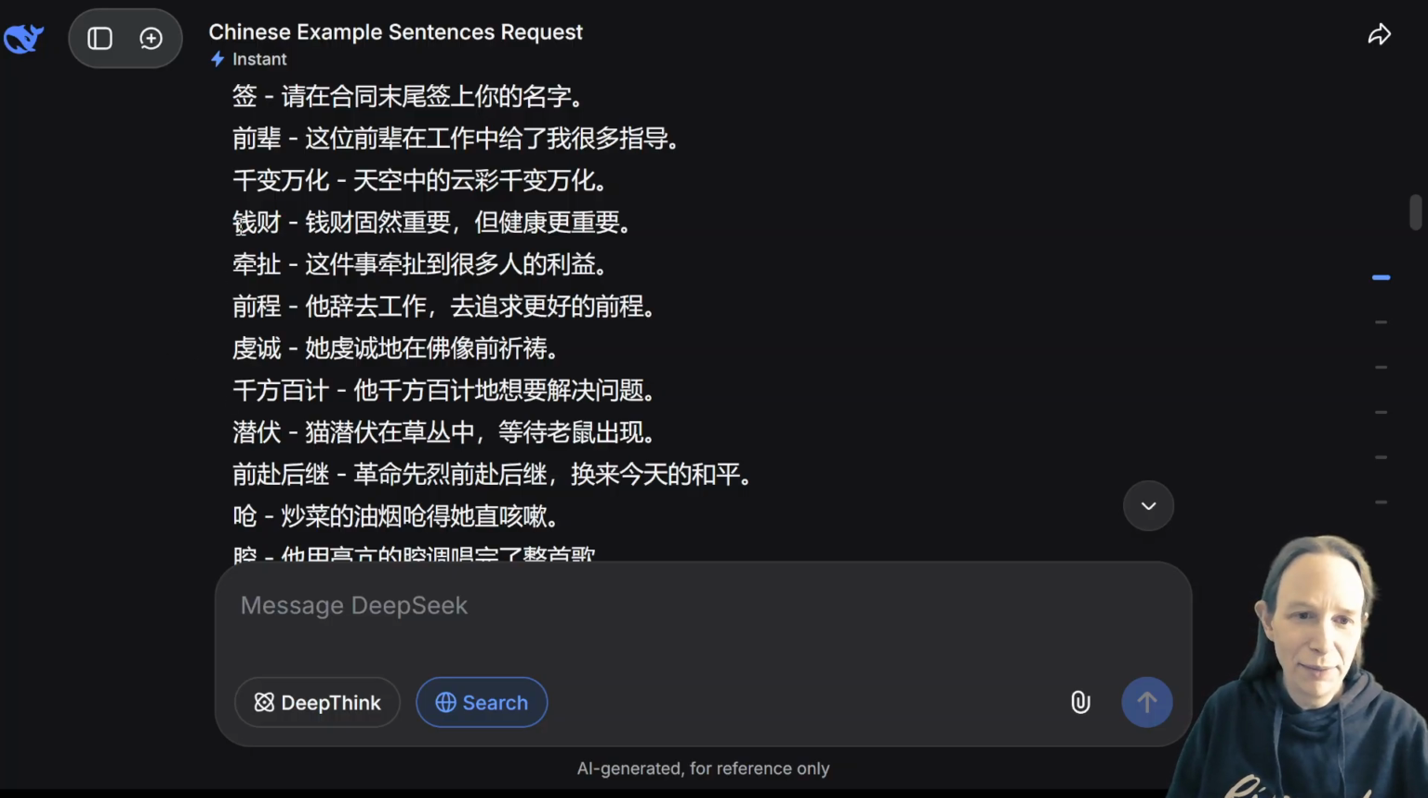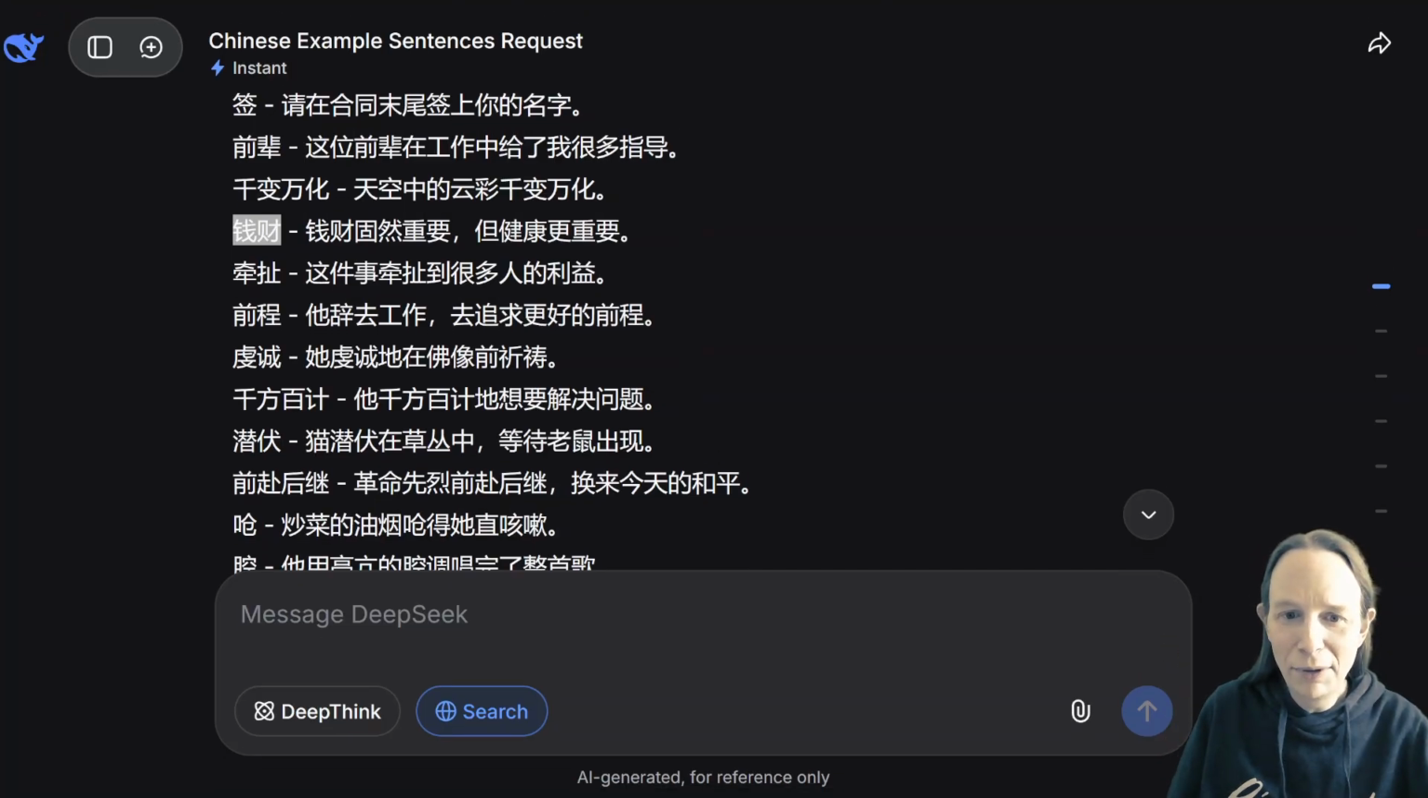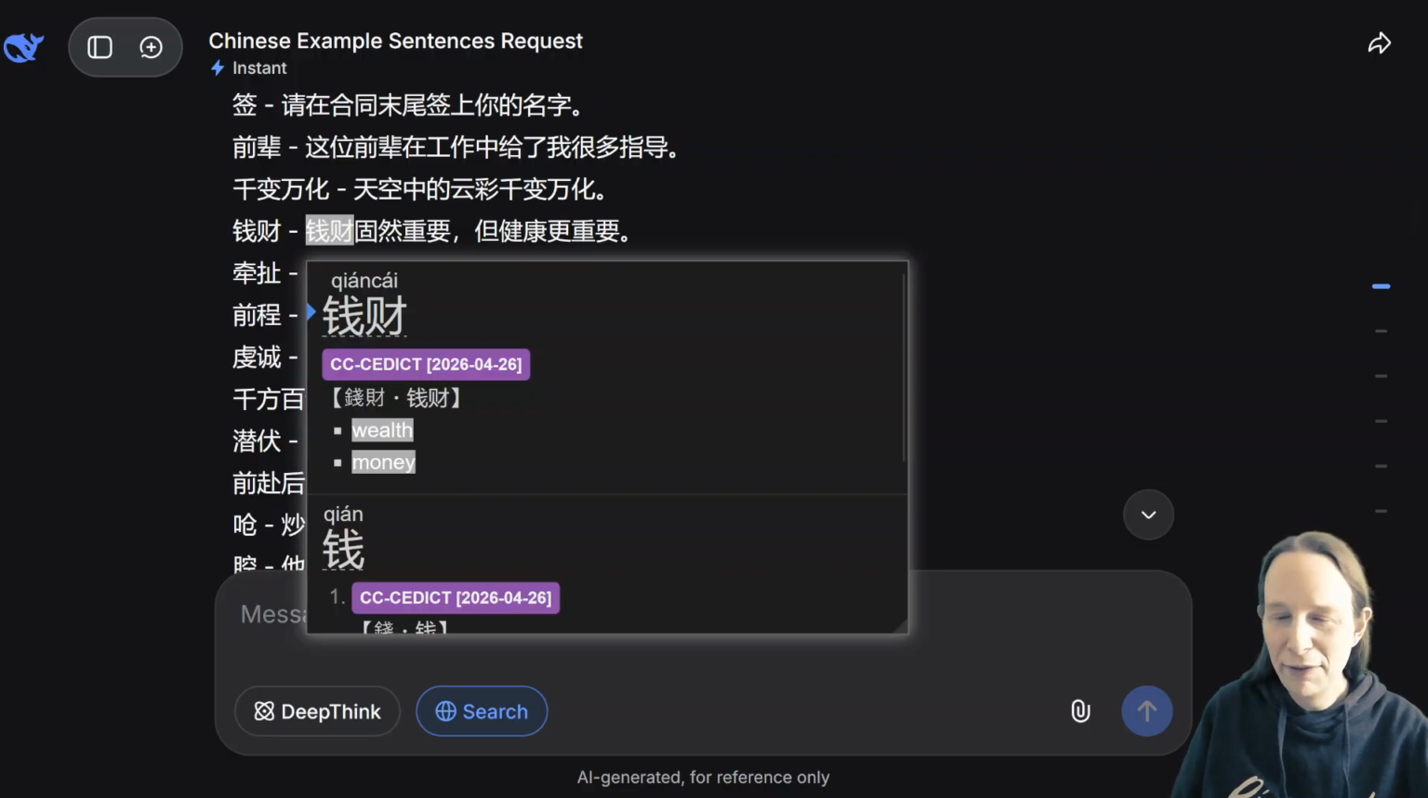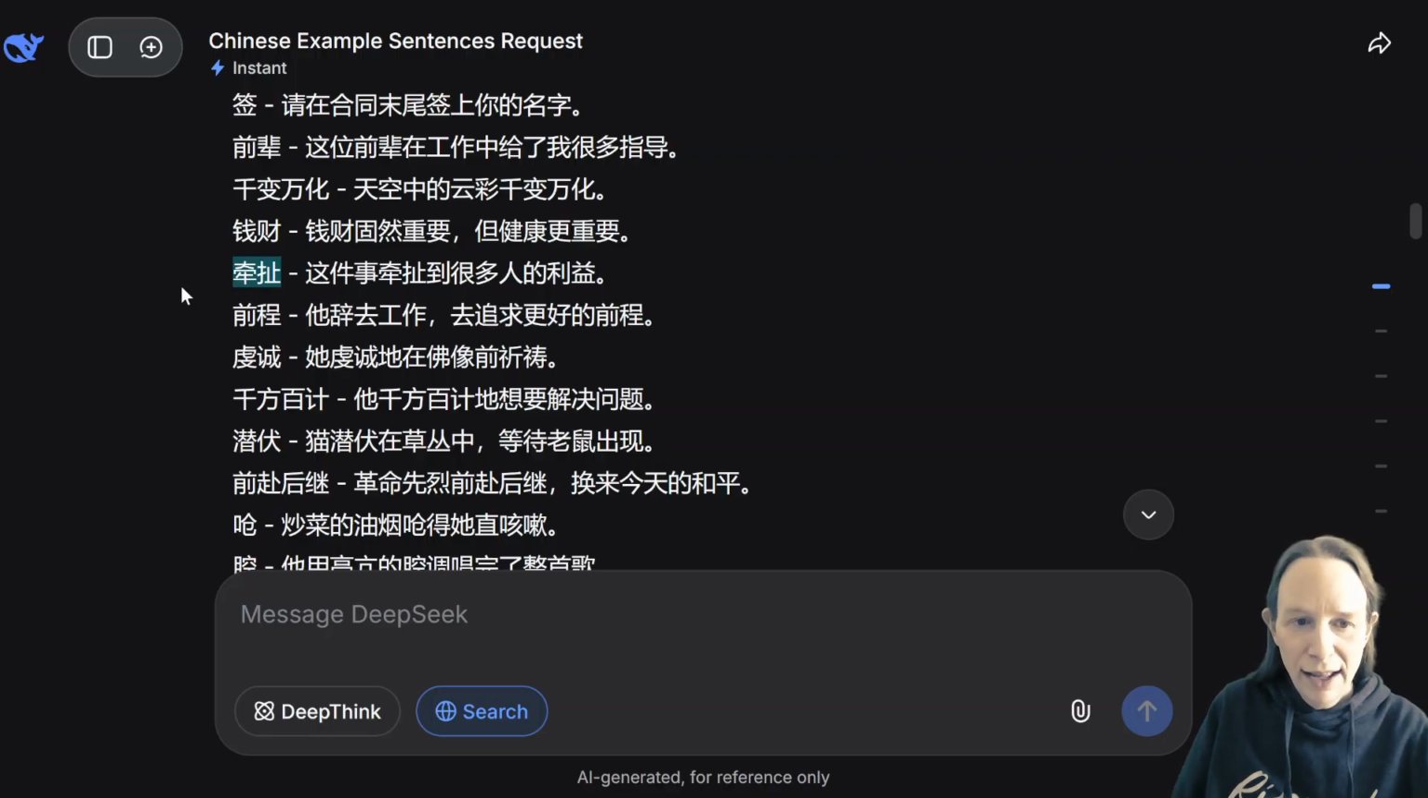Not exactly sure what it means, but tian is money and cai pertains to finances. So it's probably something along the lines of wealth or something in that ballpark. Tiancai. 钱财固然重要，但健康更重要。Wealth, money, yeah, all right, that's not a problem.